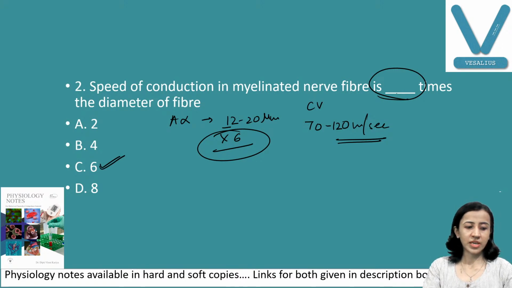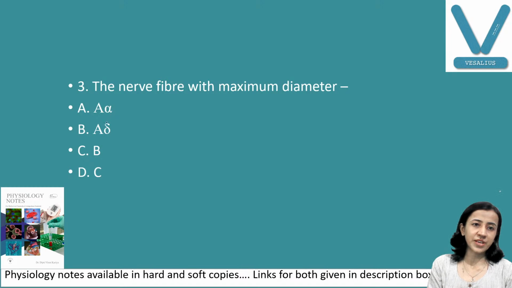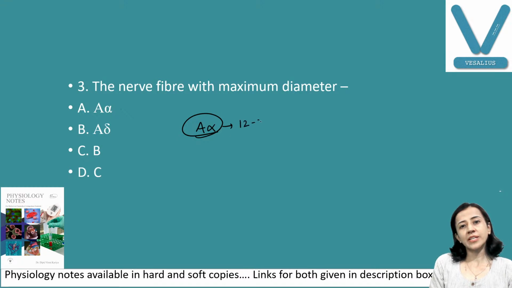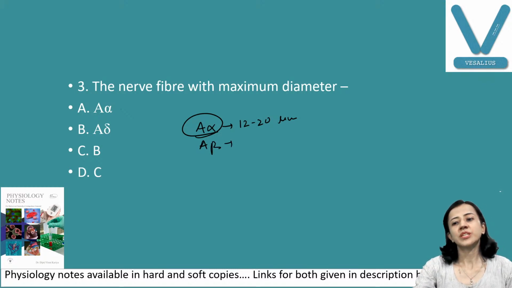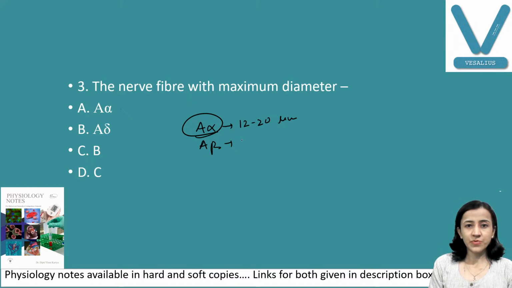Next: nerve fiber with maximum diameter. As we have discussed in the Erlanger-Gasser classification, A alpha, their diameter is 12 to 20 micrometer. A beta has 5 to 12, or 6 to 12 micrometer diameter. I'll just repeat this for you: A beta, the diameter is 5 to 12.